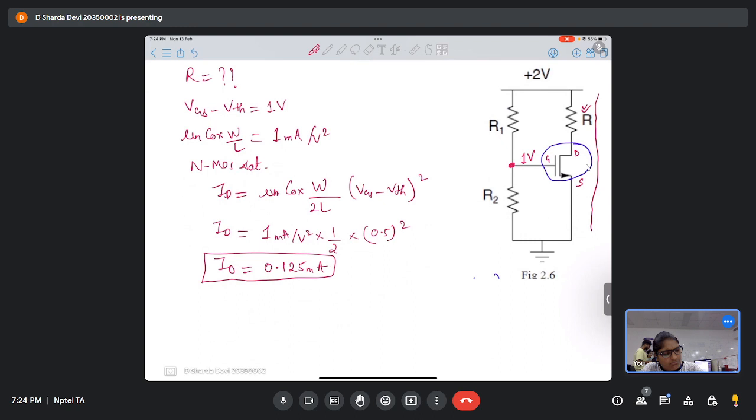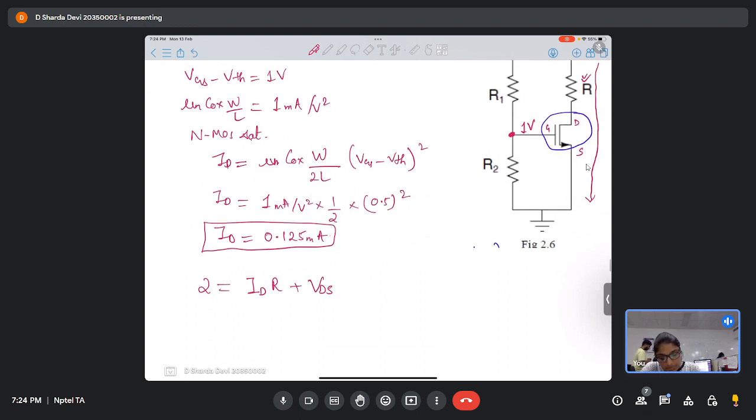So let's apply KVL for this loop starting from 2 volts to ground. So 2 volts will drop across ID into R plus VDS, right? Now since the transistor should be in saturation, what is the condition for saturation? VGS minus VTH should be less than or equal to VDS, right? So let's consider it to be equal to VDS. This is where the pinch off starts, or the saturation starts.